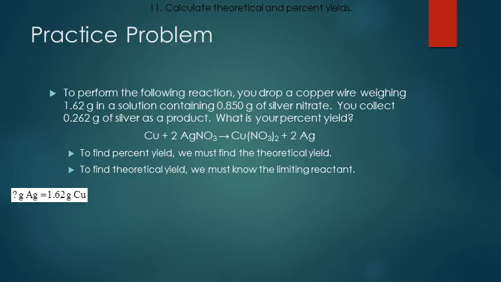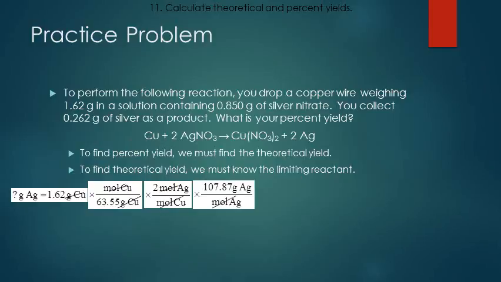So again, this is just a couple of gram mole mole gram problems. We'll start with the copper. We have 1.62 grams of copper, using the molar mass of copper to convert that to moles. And then we'll use our mole to mole ratio. Notice we get 2 moles of silver for every 1 mole of copper. Then our molar mass of silver gives us 5.50 grams of silver if all of the copper reacts.